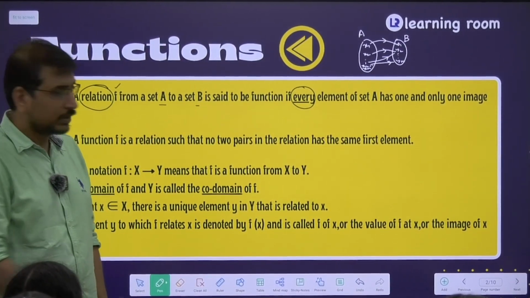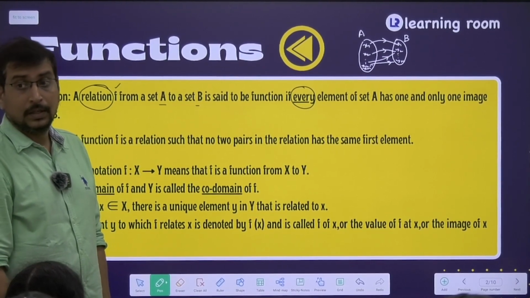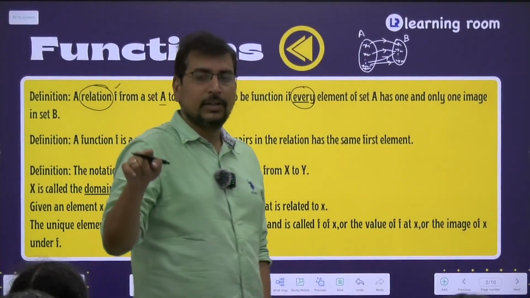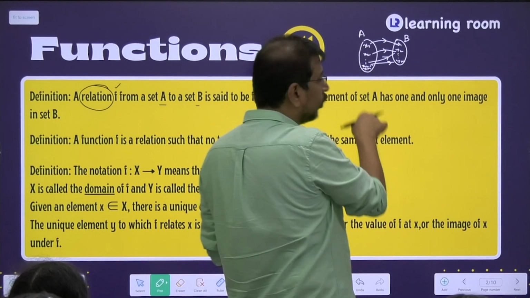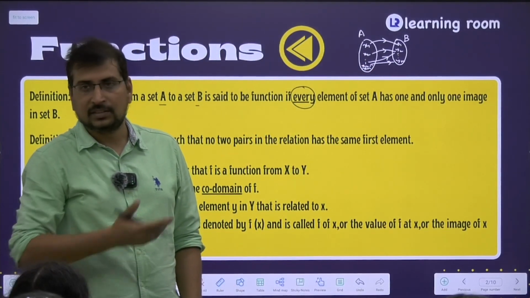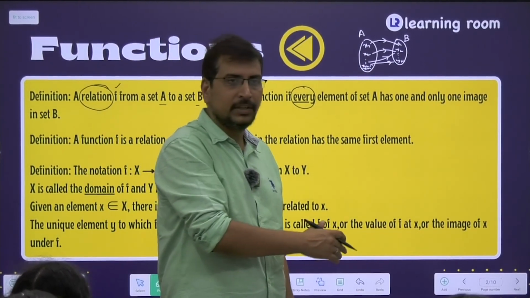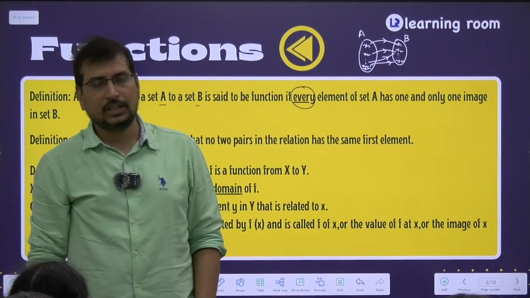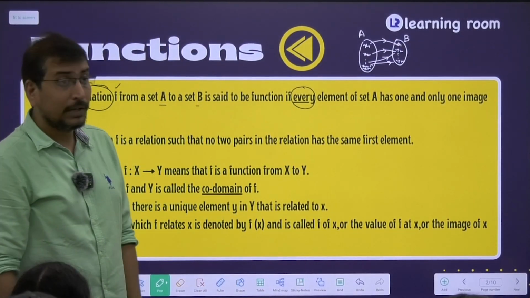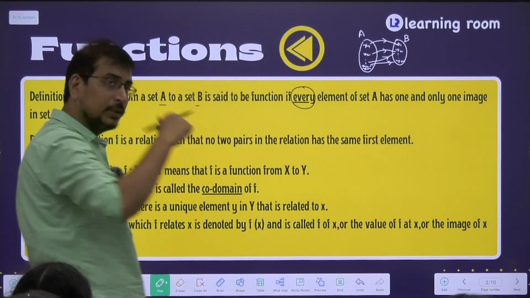Is this a relation or not? Read the definition and see. Every element. What is it we are trying to say? I spoke about all the elements, but I didn't speak anything about xn. Since xn does not have any element as an image in set B, it's not a relation. So every element in set A should be associated to some element in set B.